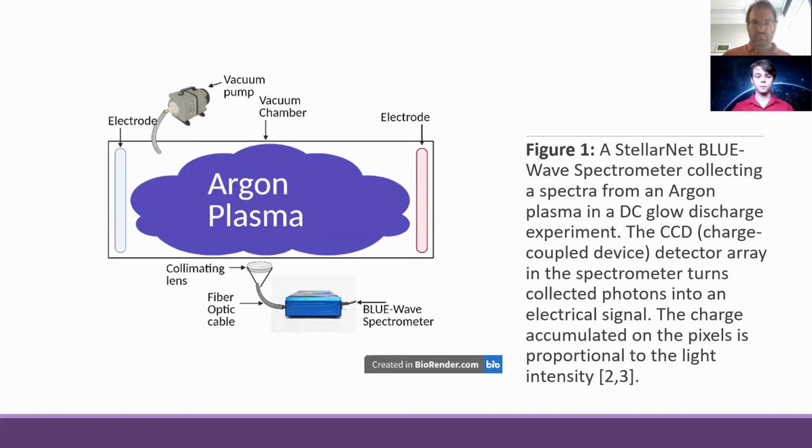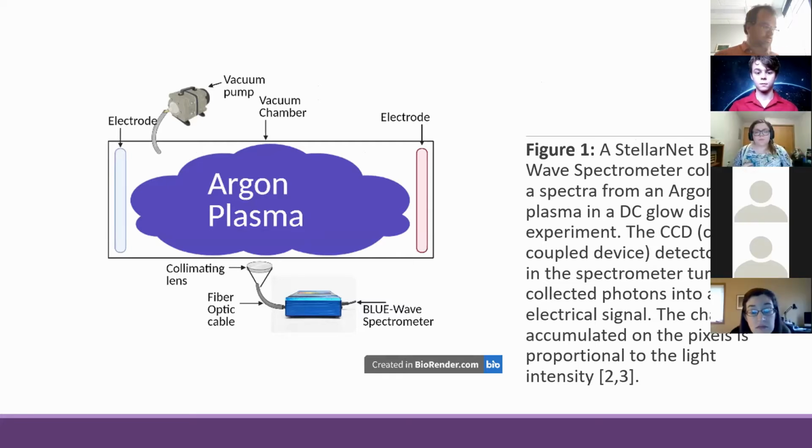The charge coupled device, the CCD detectors in a Stellar Net Blue Wave spectrometer, collected photons from an argon plasma that was created using a DC glow discharge, and those photons were then turned into an electrical signal, which was then sent to a pixel array. And as charge accumulates on the pixels, it's proportional to the radiation intensity that is emitted at the atomic transitions.